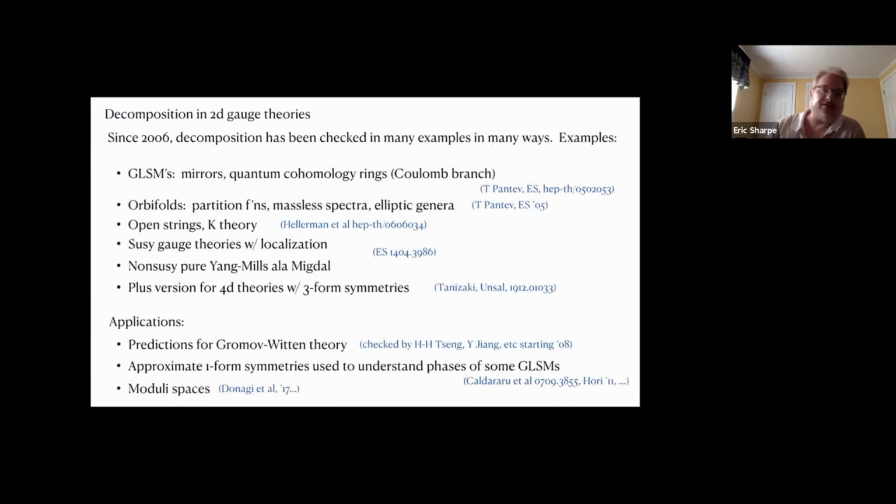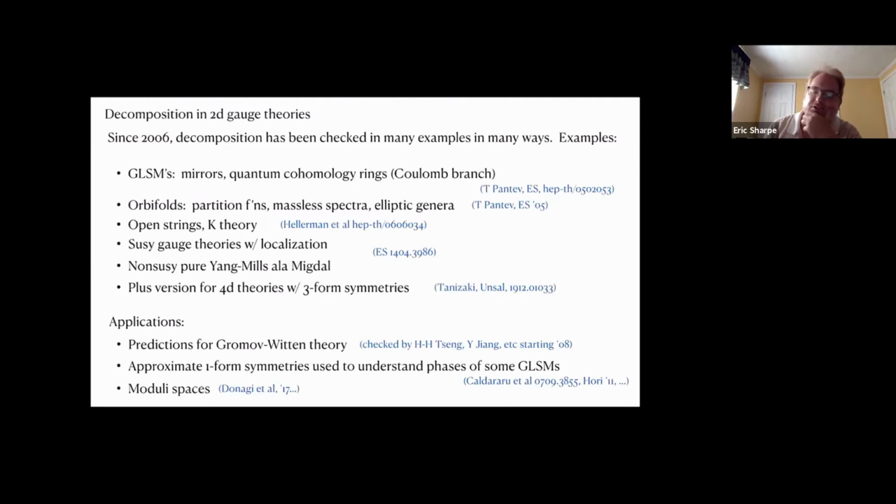Now, since 2006, we've checked decomposition in a bunch of different examples in a bunch of different ways. In gauge linear sigma models, we can compute mirrors and quantum cohomology rings, and the structure falls right out. In orbifolds, we can compute partition functions and massless spectra and elliptic genera, and the structure basically falls right out, as I'll review in an example in a few minutes.